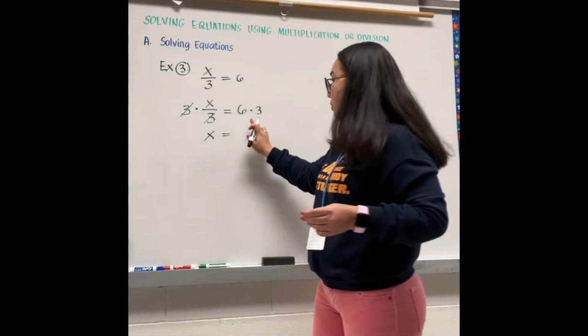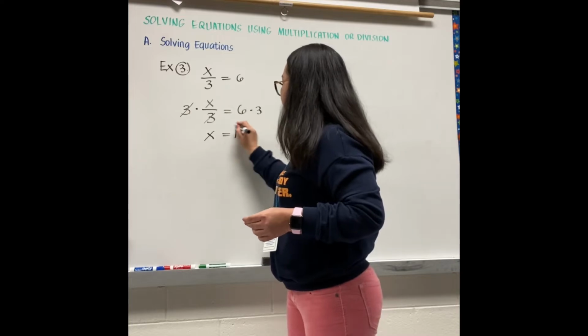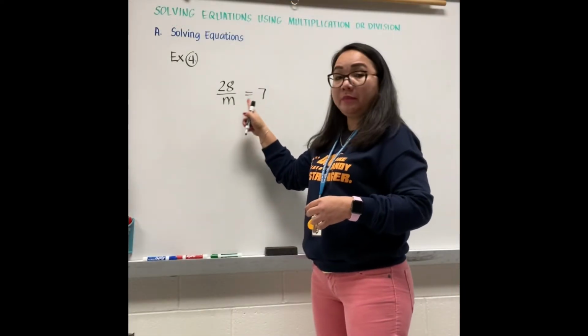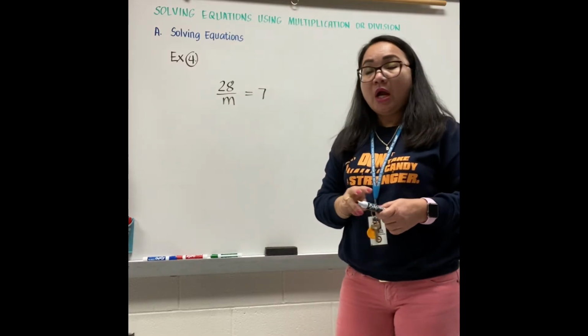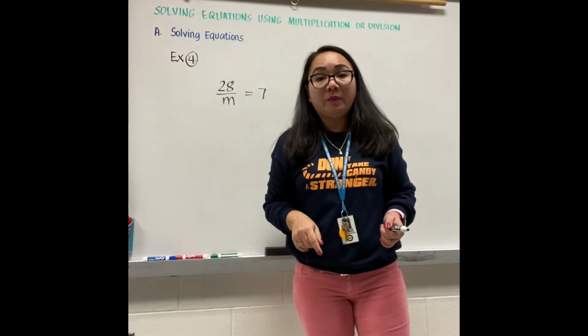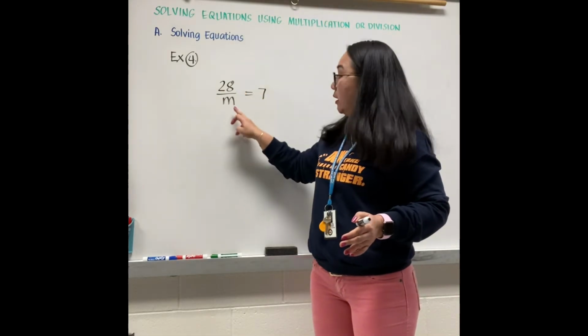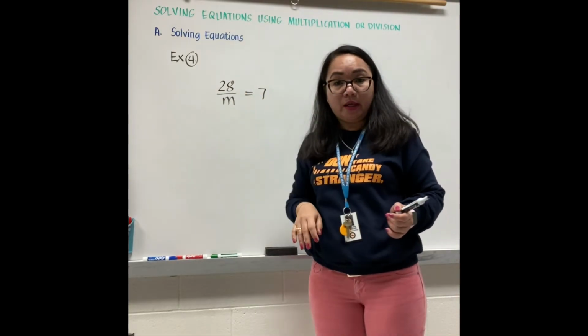So 6 times 3 is 18. Okay, next example is 28 over m is equal to 7. Now this example is different from the previous one because in the previous one, the unknown is on top, while in this example, the unknown is at the bottom.